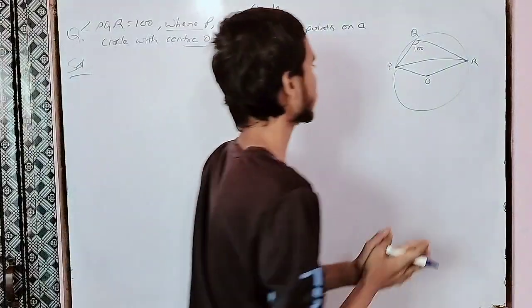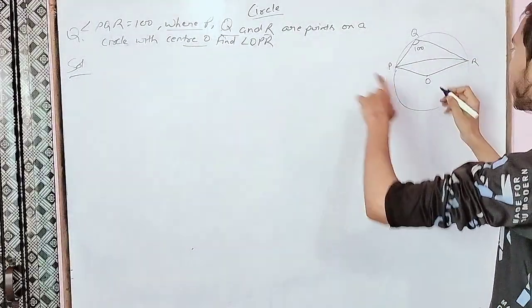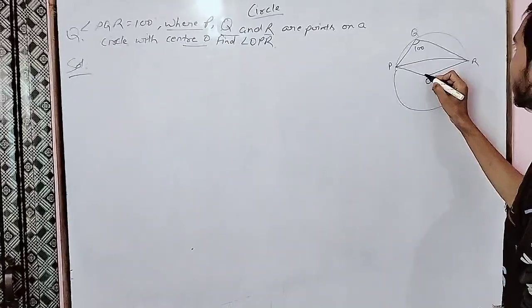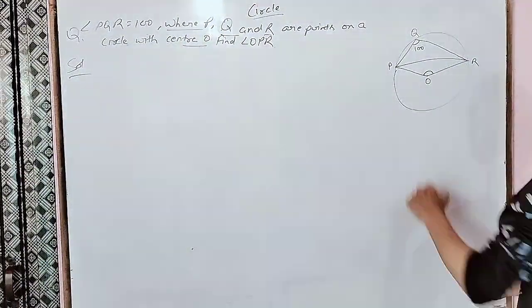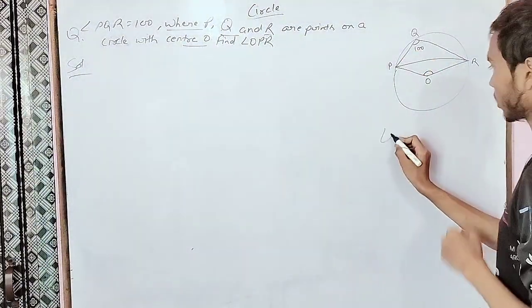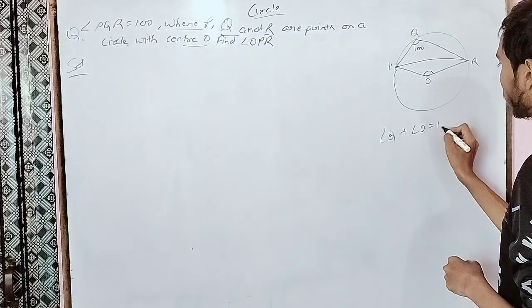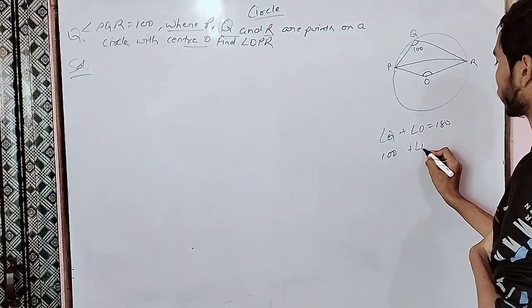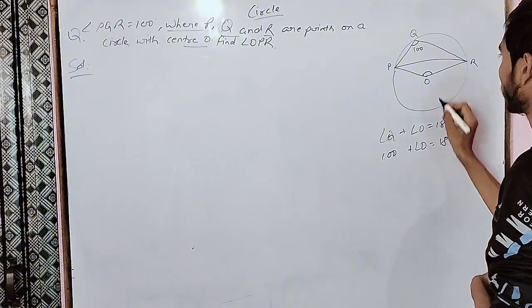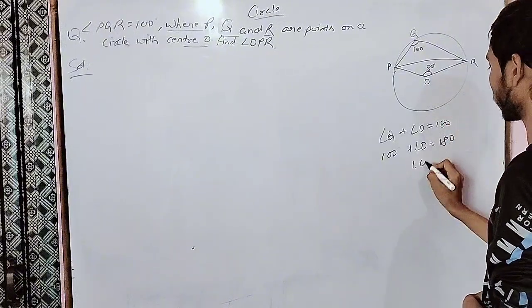So here you can see there are four angles, which make a quadrilateral. Now we have to find angle POR. It is very easy, isn't it? We know that angle Q plus angle O will make 180 degrees. This is 100, so the other will be how much? 80 degrees.